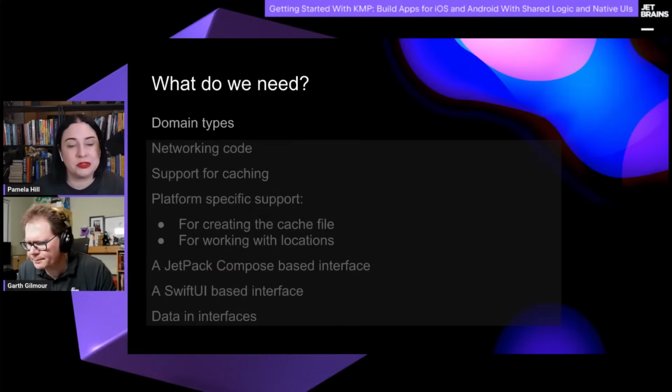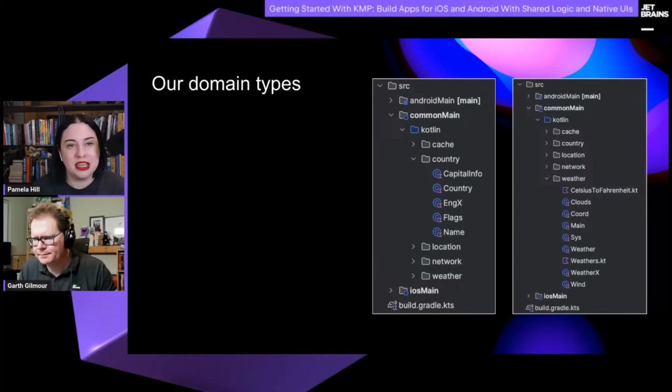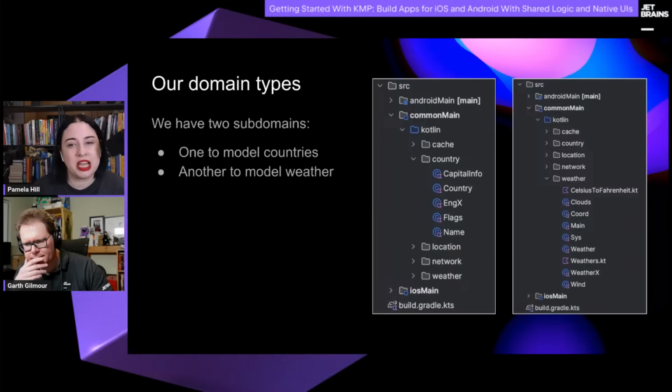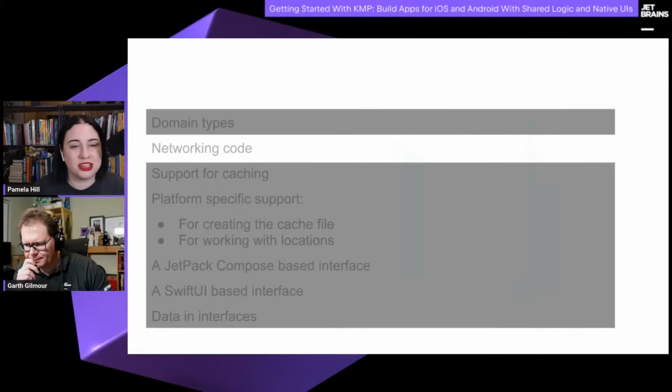So first we need to work on domain types. And for that, we have two subdomains. We have one to model countries and one to model weather. And you'll notice perhaps some of these data classes that you can see have quite interesting names like EngX and WeatherX, and that is because they come from external APIs that decided that these are great names to give classes and fields. So that is the reason behind those strange names.